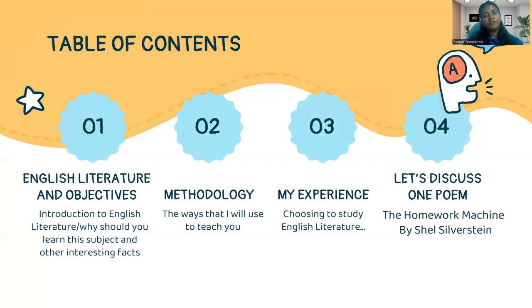So today the table of contents, here is the table of contents. I would love to discuss what is literature and the objectives, the end goals of learning English literature. Then when it comes to methodology, I will describe the ways that I will use to teach you. And then I would love to share some of my experiences with you as well. And then towards the end of the session, let's discuss one of the poems I chose. The poem I chose is The Homework Machine by Shel Silverstein.